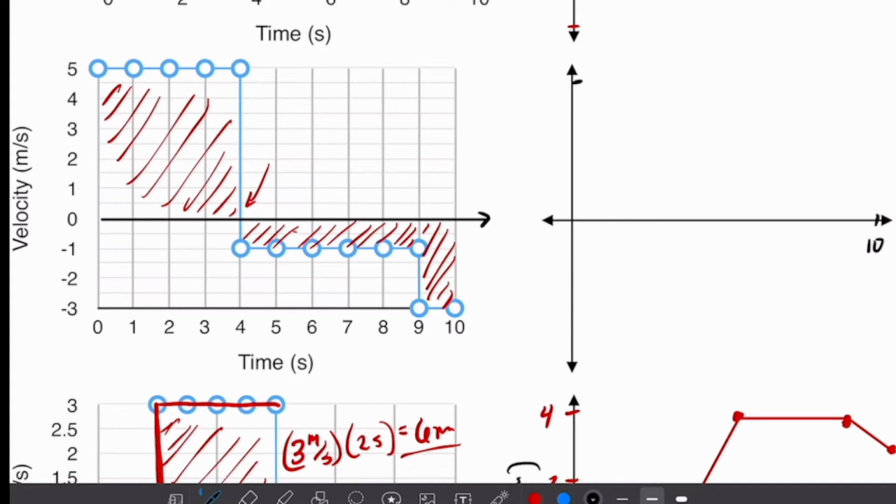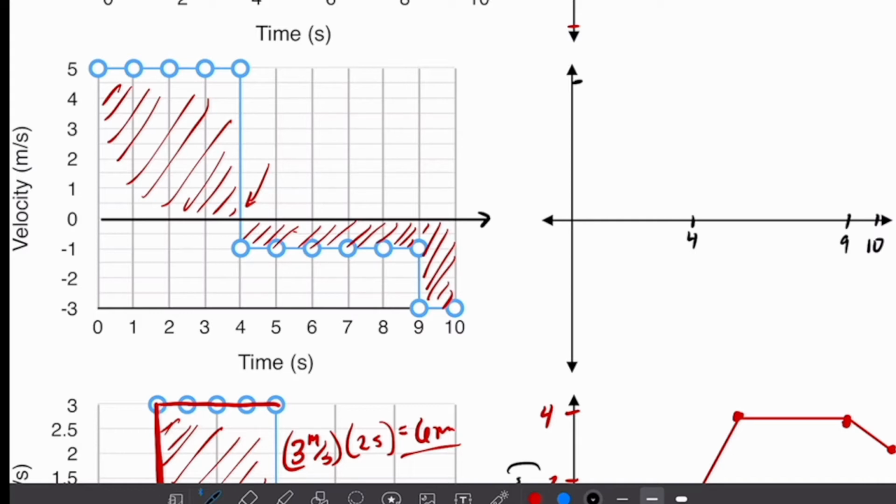Now, to help you, I would also mark things that look important. Something abruptly happens at 4 seconds. I'm going to mark 4 seconds as an important place on my graph. And something abruptly happens at 9 seconds. I'm going to mark 9 seconds as an important place on my graph. Something must happen there.